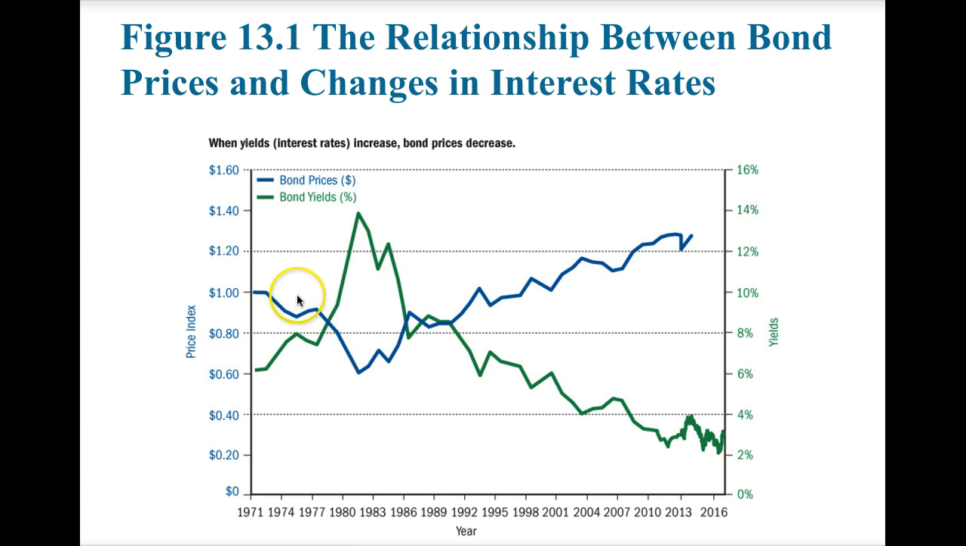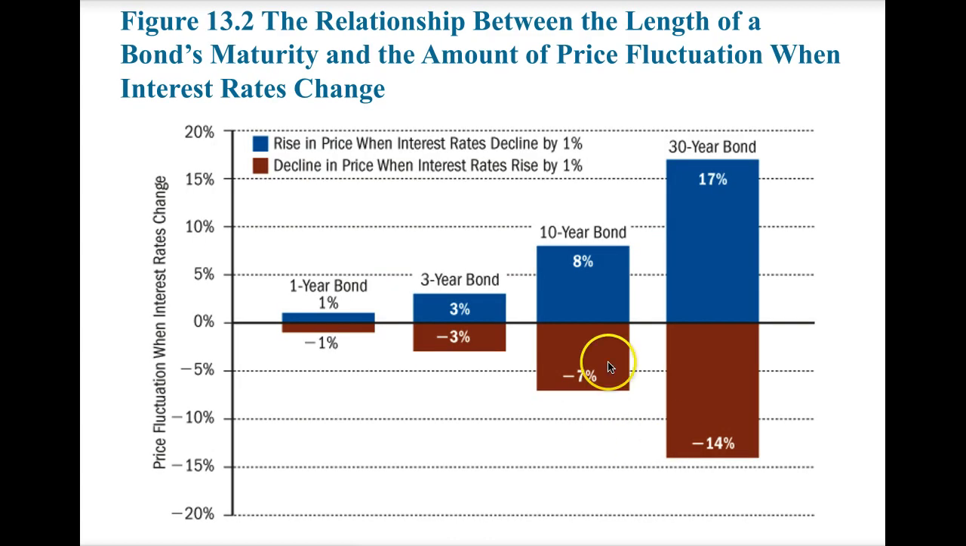So here's the relationship we could look at. Here's the bond prices in blue and the bond yields in green. So as the bond yields go up, bond prices go down. And as bond prices go up, the bond yields are going down. So that's the inverse relationship.